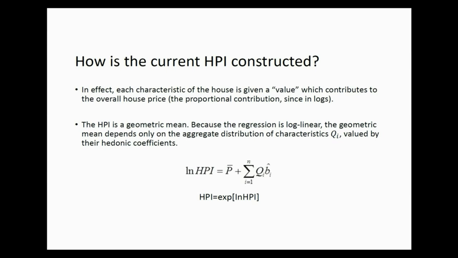So the interesting thing about it, because it's log linear, is that all it depends on is the distribution of the characteristics in the flow of transactions data. And to get the actual figures which are recorded, you just raise that to the exponential.